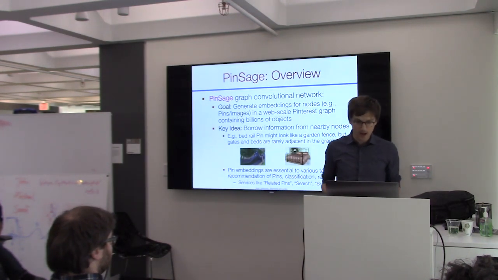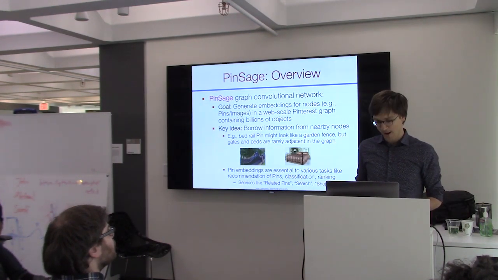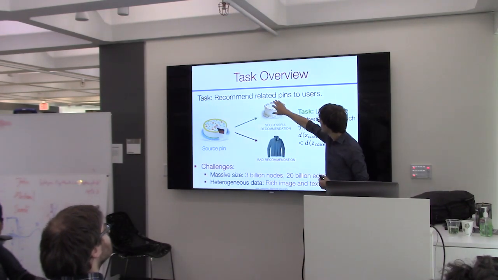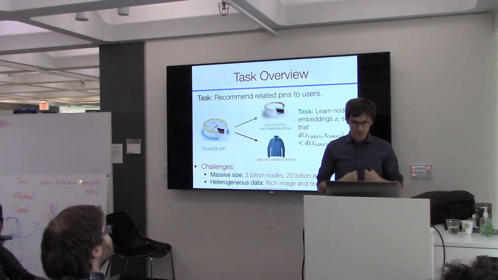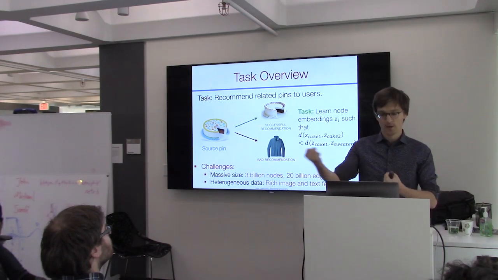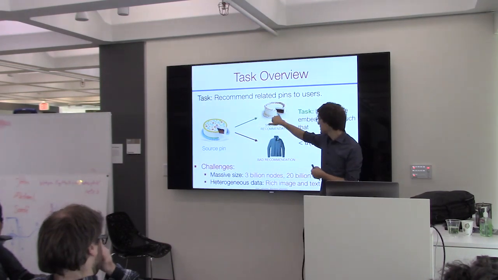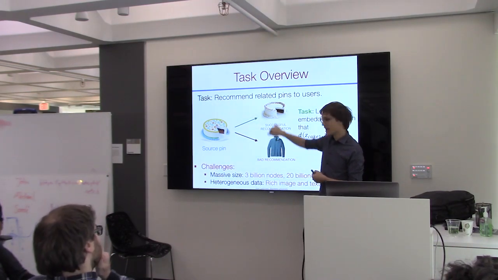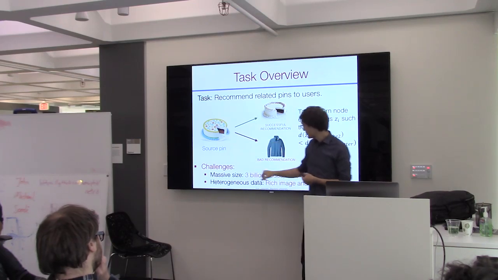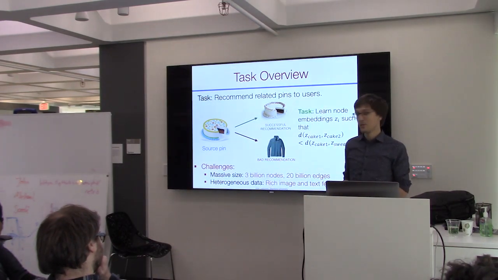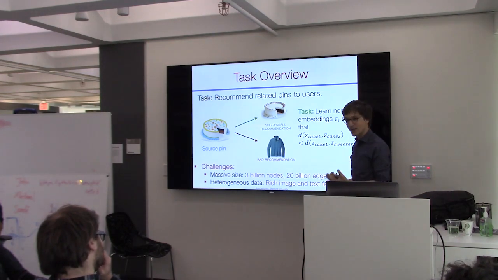So what this means is that you can use the graph information to enrich what you know about each individual pin. I'll give you examples of how well this works, but here is how we'll think about this. You want to recommend pins that are similar to a given pin. Here is my source pin, and this is a similar pin, so this would be a successful recommendation. But if for this source pin I recommend this great Patagonia sweater, it would be a bad recommendation.